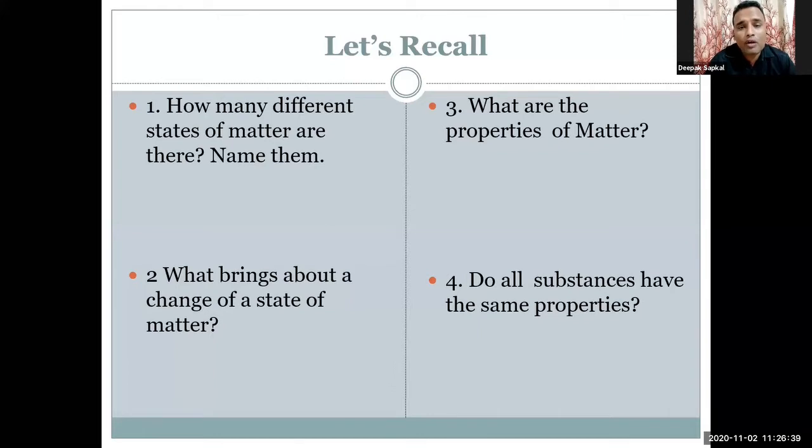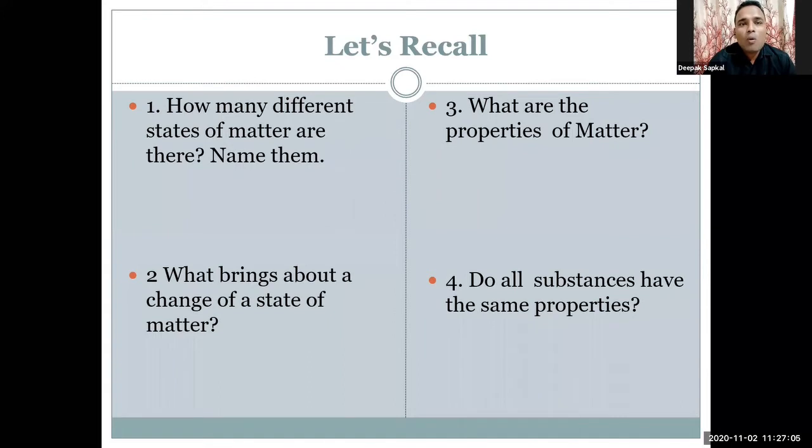Again, when you reduce the heat from water vapor, the water vapor will convert into a liquid. When you reduce the heat from the liquid, when you put your water in the freezer, what will you get? Again, you will get the ice cube. So this phenomenon happens just because of the temperature. Temperature is the most important thing that changes the state of matter.